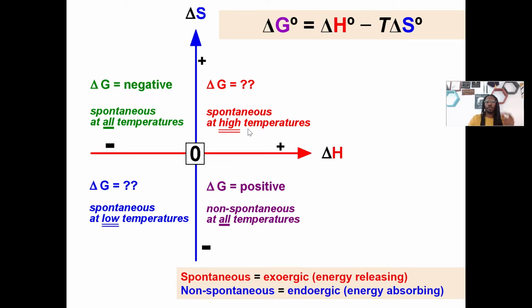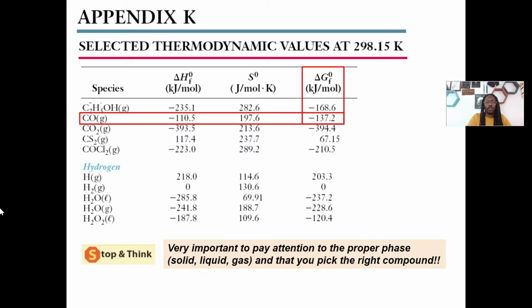So delta G is negative at high temperatures when my entropy and enthalpy are positive. And it's spontaneous, with delta G negative, when our entropy and enthalpy are negative and we have low temperatures. Okay, so this is a good chart to pay attention to, but also if you know your values and you understand when delta G is negative or positive, you should be able to determine it as well.